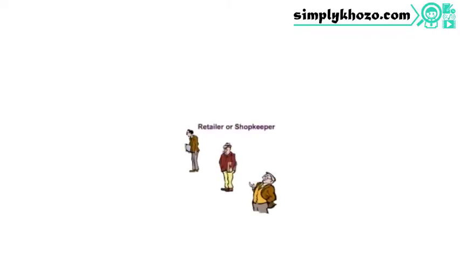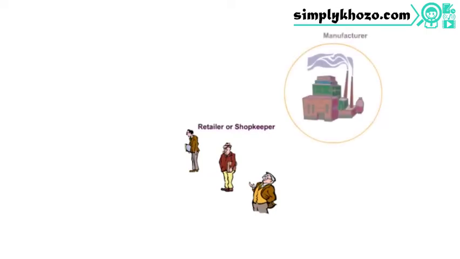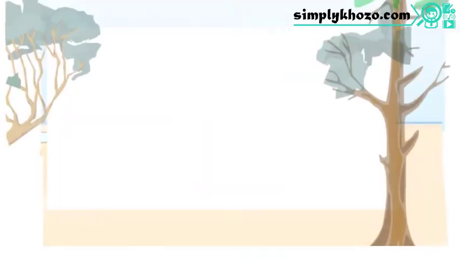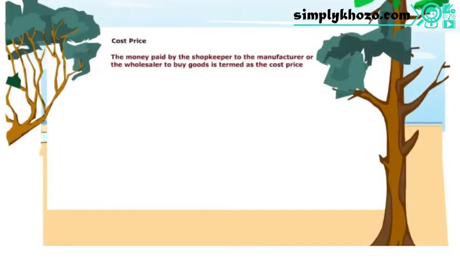The retailer in turn purchases goods directly from a manufacturer or through another big shopkeeper called the wholesaler at a certain price. The shopkeeper buys the goods from the wholesaler at a particular price. This means that for the shopkeeper or the retailer, the articles cost a certain amount. This amount is the cost price. It is abbreviated as CP.